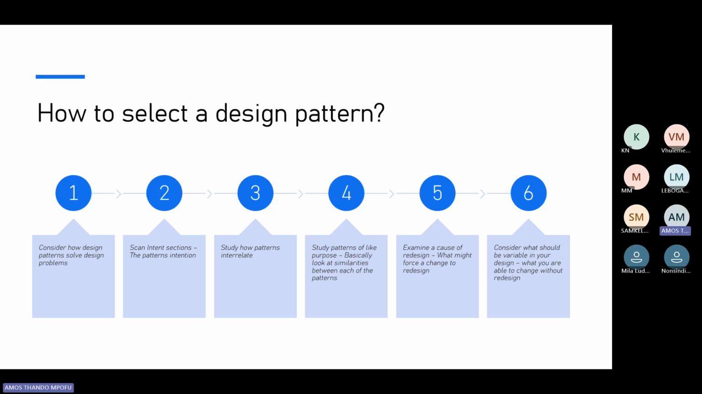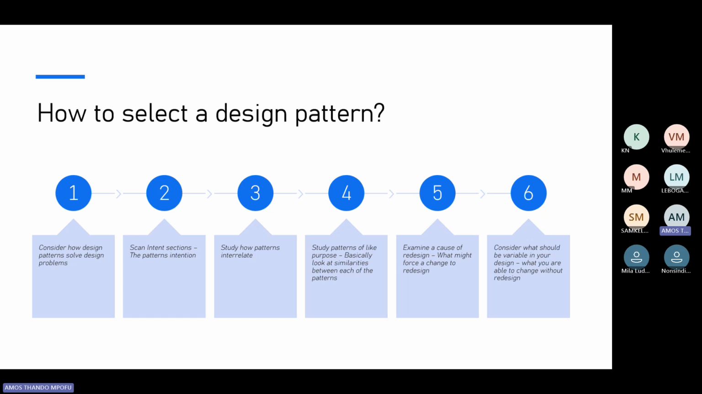And then study patterns of like purpose, basically look at similarities between each pattern. These people, that's why I don't like the people who are too intellectual. They write the same thing, but they phrase it in a different way. Interrelation is similar to what they're talking about here. Basically, they're saying look at their purpose. What's the purpose of that design pattern?